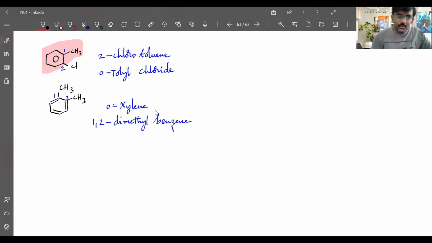If it is on the ortho position, we say orthoxylene. If it is on the para position, paraxylene. If it is on the meta position, metaxylene. So like this, this is metaxylene. M-xylene simply we write. M stands for meta.